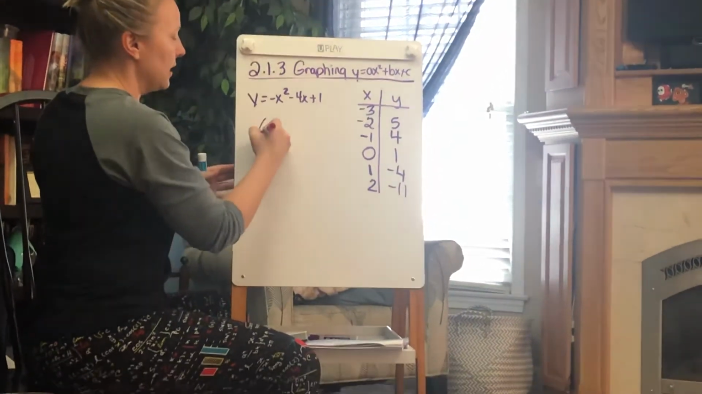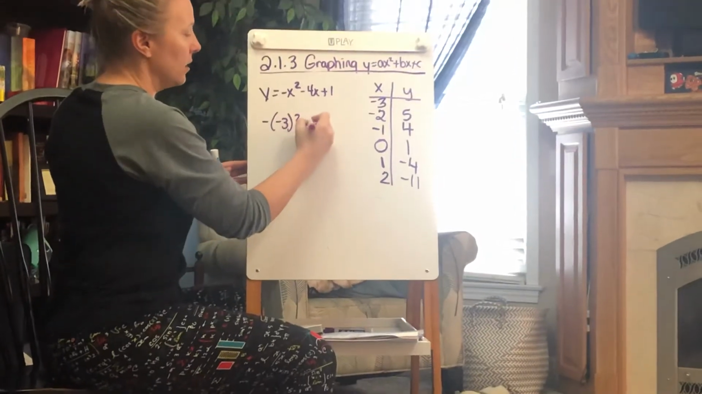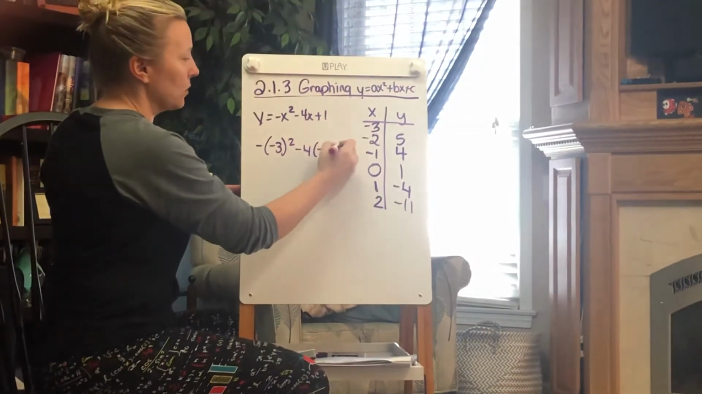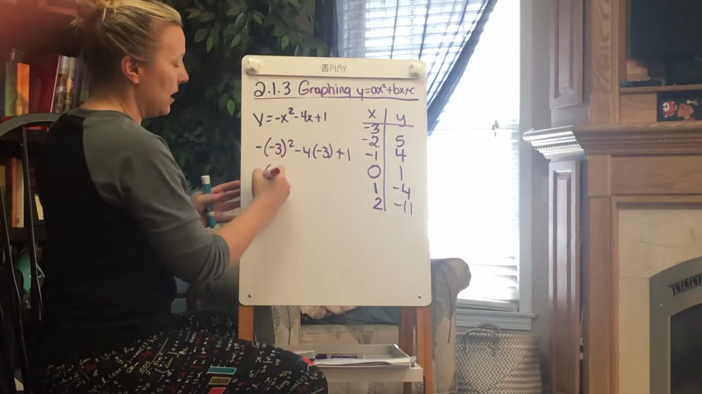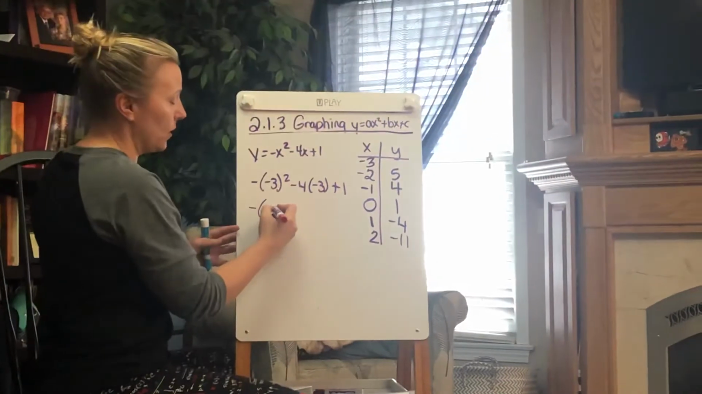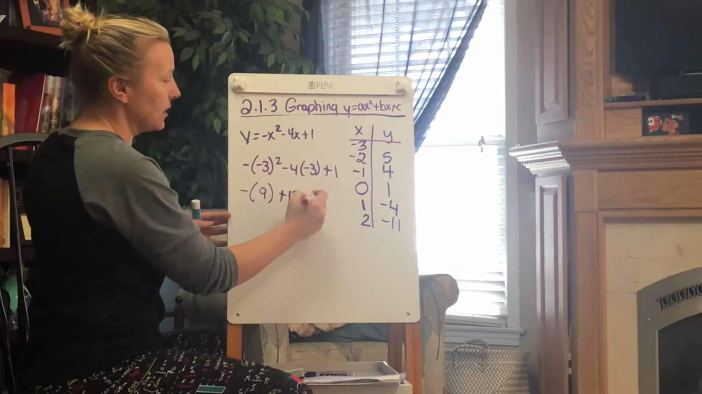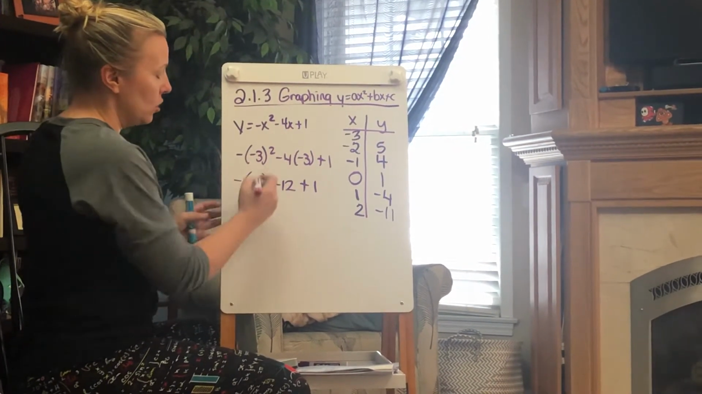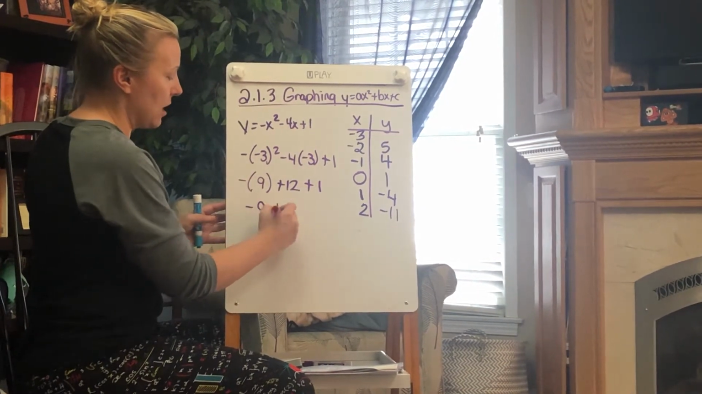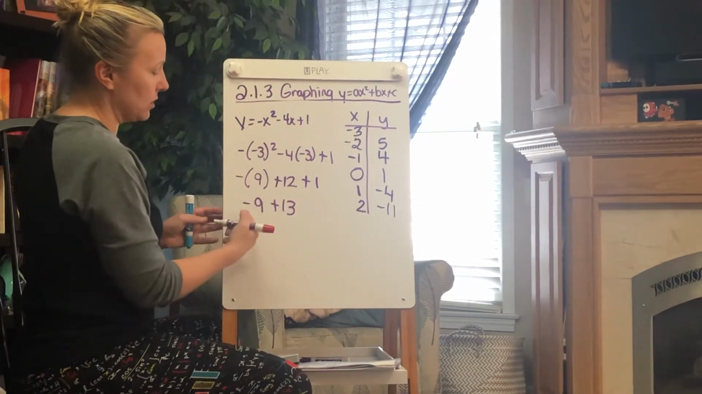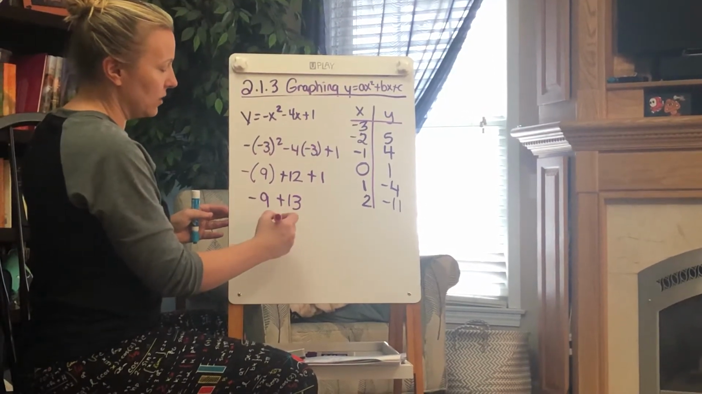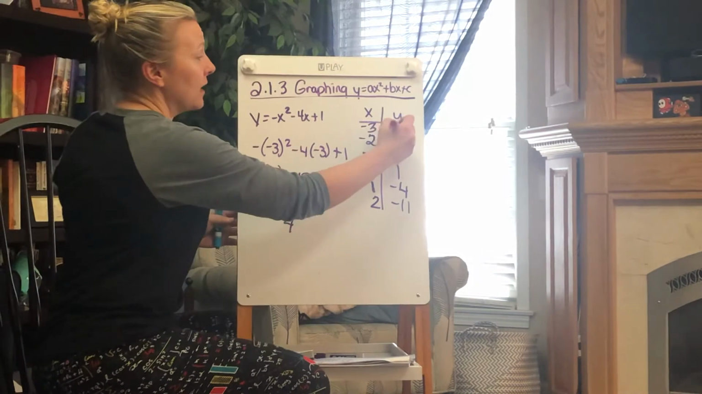So if I do negative 3 squared minus 4 times negative 3 plus 1, I get negative 3 squared is a positive 9. Negative times a negative gives me a positive 12, plus 1. So then I get negative 9. Let's just simplify that and make it 13. So negative 9 and 13 should give me 4. And that's what I'm looking for.